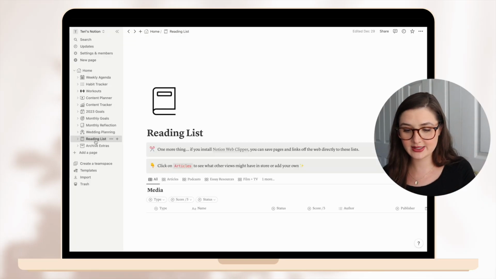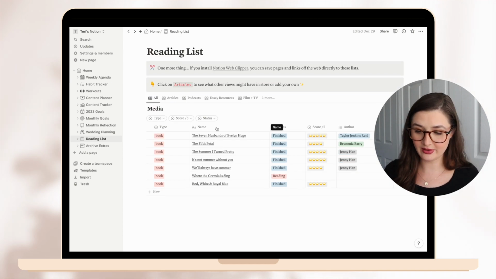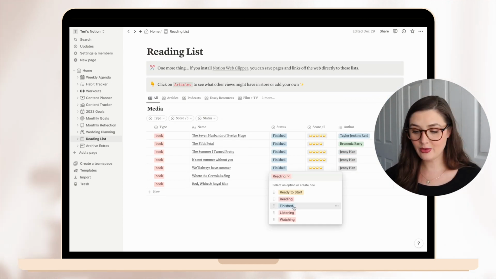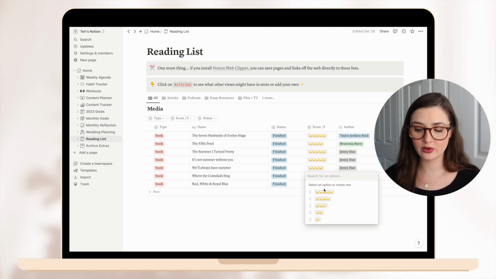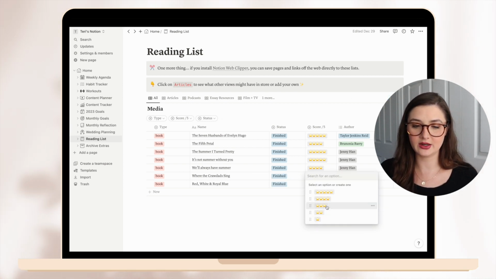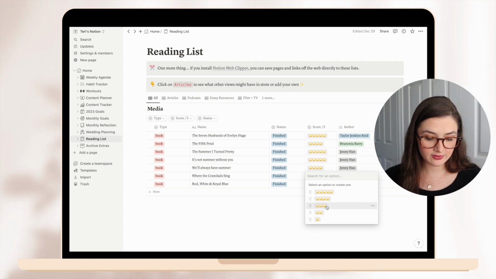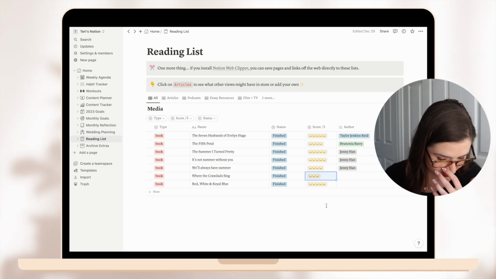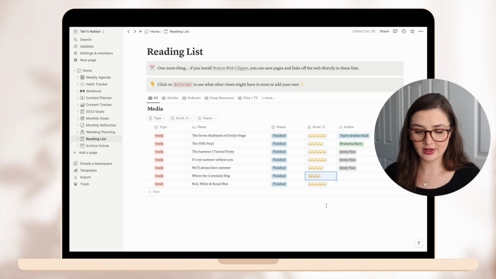Moving on to reading list. This is way out of date. Status for Where the Crawdads Sing. I read it. I would give it either a 3 or a 4 star. I forget what I said in Goodreads. Oh, in Goodreads I said a 4 star. I mean, I liked it, but it was really hard to finish. It just took me so long. There was things about it that I didn't like.